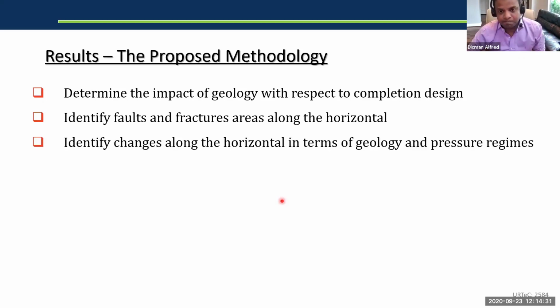And the other one is very important. Usually we know that the geology changes along the wellbore.